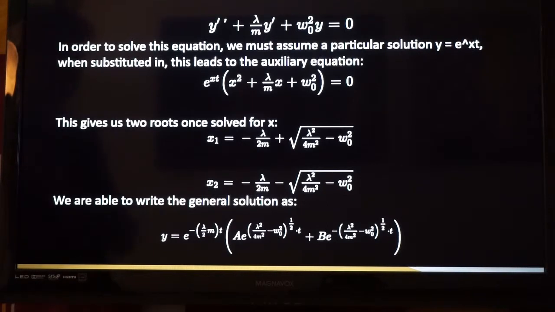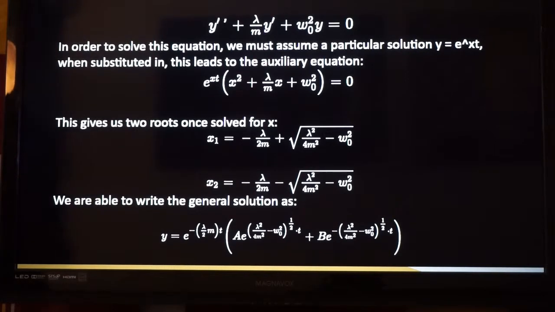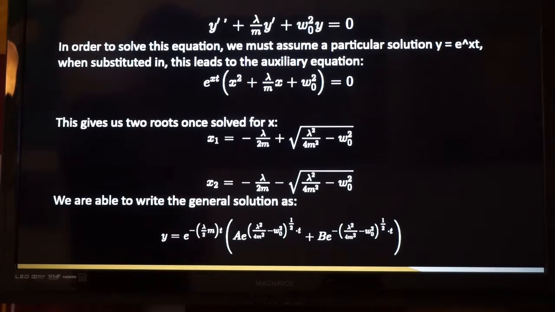Now, in order to solve this equation, we must assume a particular solution, y is equal to e to the xt. This is an easy general solution that we can use within differential equations. Now, substituting in, this leads to an auxiliary equation, as seen there, where e to the xt, and then in brackets, x squared plus lambda over m x plus w sub 0 squared is all equal to 0. Solving for the roots gives us two roots, x1 and x2. These will be negative lambda over 2m plus or minus the square root of lambda squared over 4m squared minus w sub 0 squared.